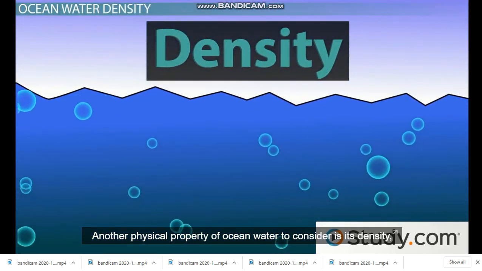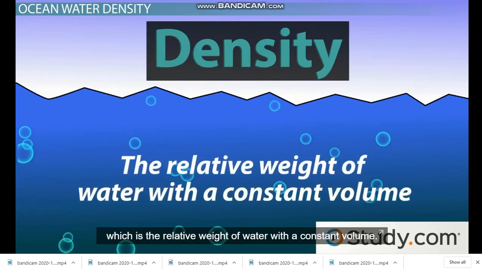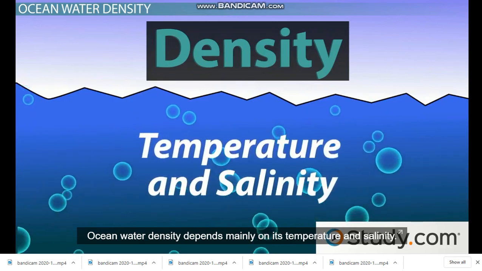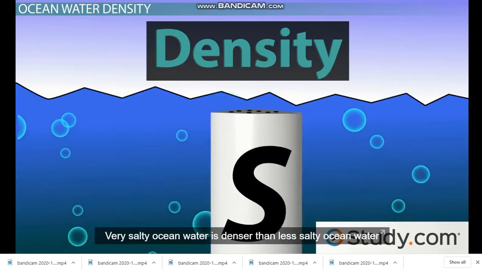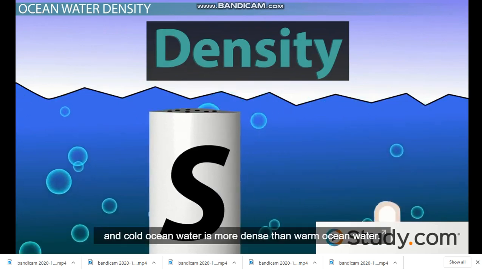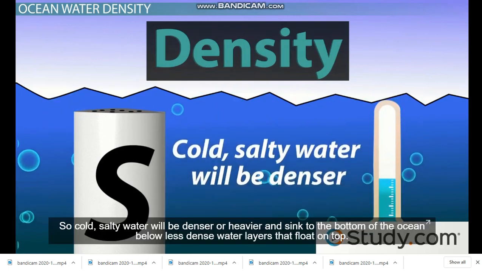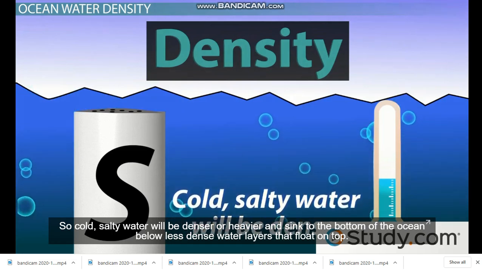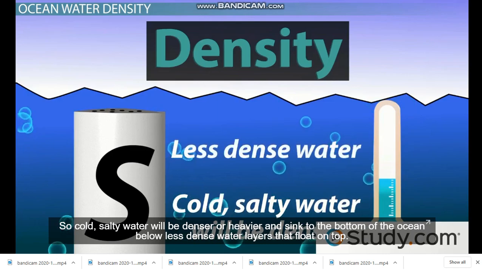Another physical property of ocean water to consider is its density, which is the relative weight of water with a constant volume. Ocean water density depends mainly on its temperature and salinity. Very salty ocean water is denser than less salty ocean water, and cold ocean water is more dense than warm ocean water. So cold, salty water will be denser or heavier and sink to the bottom of the ocean below less dense water layers that float on top.